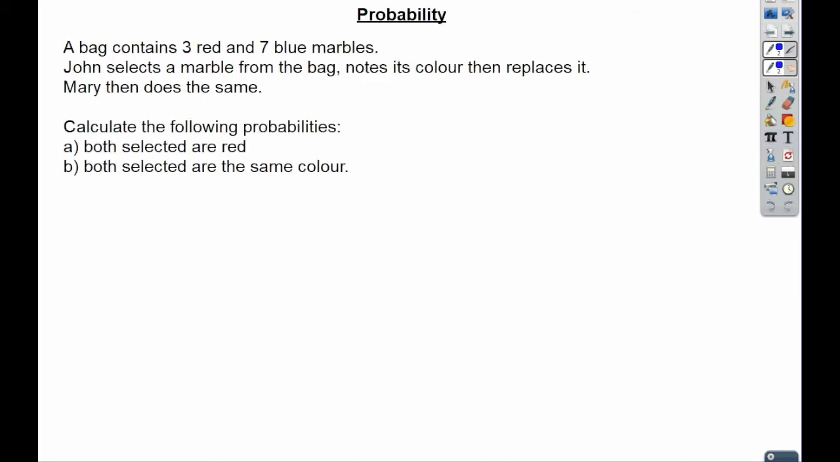Next, I want to go through this question with you. I'll read it out. A bag contains 3 red and 7 blue marbles. John selects a marble from the bag, notes its colour, then replaces it. Mary then does the same. Calculate the following probabilities. Both selected are red. Both selected are the same colour. I'd like to pause the video, please, and have a go at it. And then when you're ready, you can unpause, and I'll go through the solution with you.